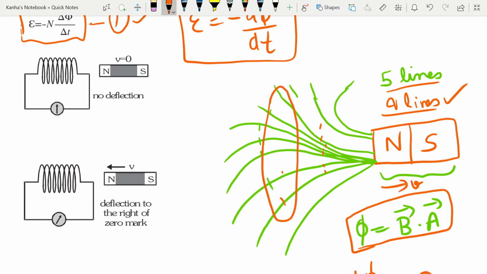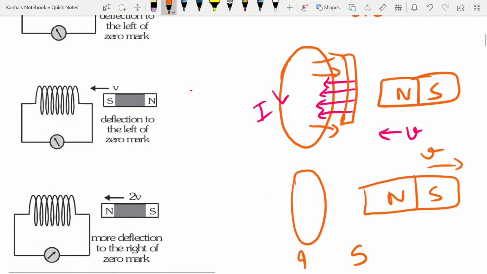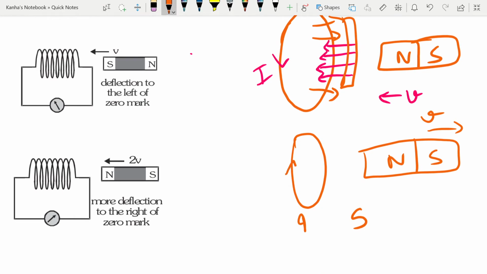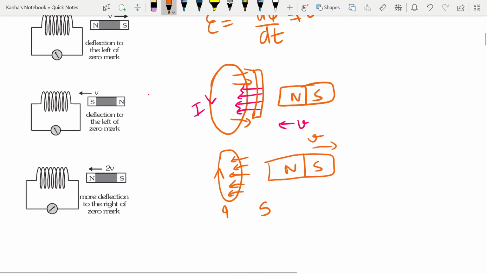So the net number of field lines in it will decrease, because there is a decrease in the flux in the coil. What will happen is the current will be induced in this way so that it can increase the field lines that were already there. Okay, so it will try to oppose whatever change in flux you are giving to the coil.